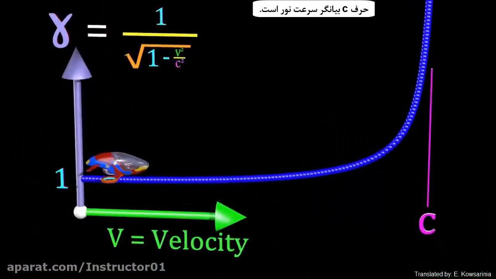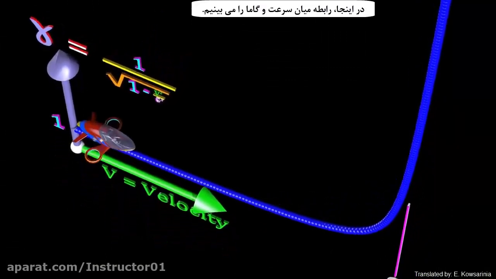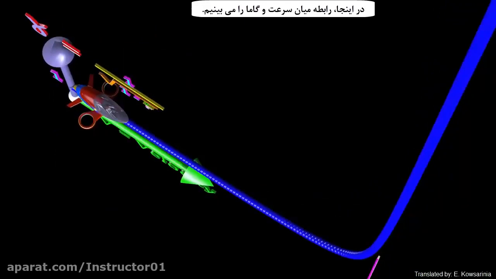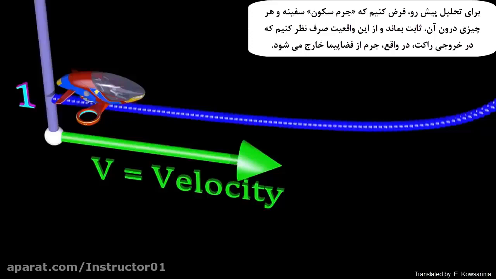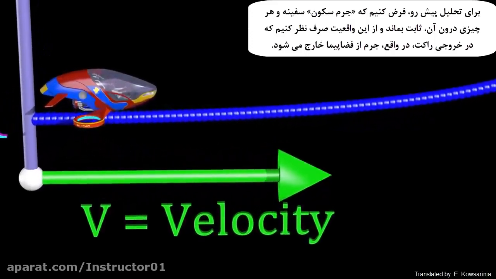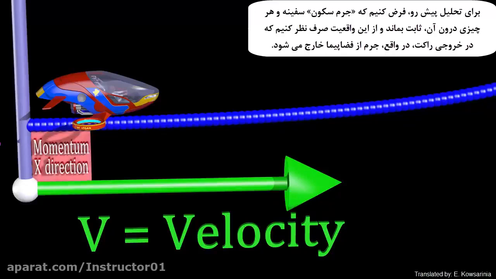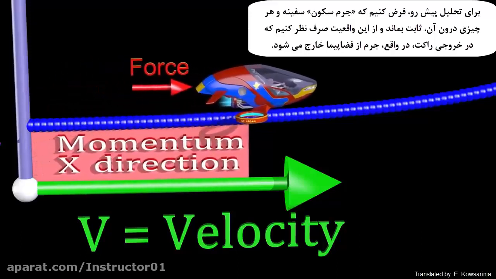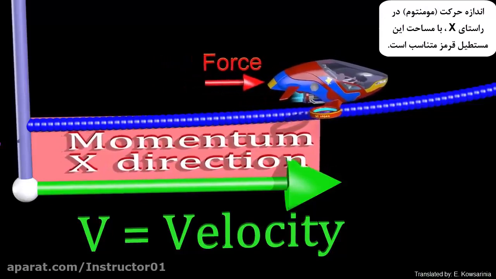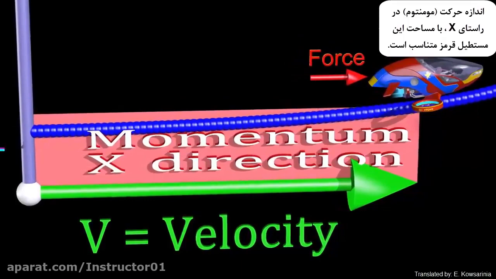The letter c represents the speed of light. Here, we see the relationship between the velocity and gamma. For the following analysis, let's assume that the rest mass of the ship and everything inside always stays constant, and ignore the fact that the rocket exhaust actually ejects mass out of the spaceship. The momentum in the x direction is proportional to the area of this red rectangle.